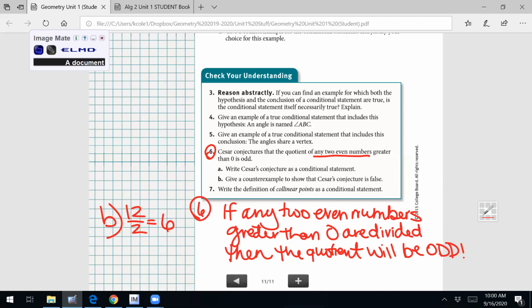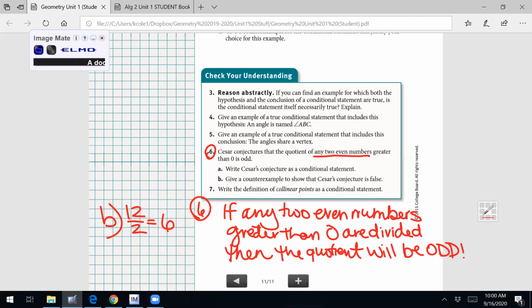Okay, number 7, write the definition of collinear points as a conditional statement. So first of all, I'm going to read you the definition in the back of the book. So we have our exact definition. Anytime you're looking for a glossary, back here there is a glossary. It is in English and Spanish. So don't just flip to it and be like, oh my gosh, I don't understand those words. The English words are there too.